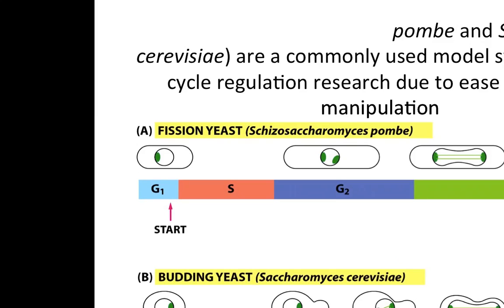Schizosaccharomyces pombe and Saccharomyces cerevisiae. These are commonly used model systems for cell cycle regulation because they're very easily genetically manipulated, and you can visualize them easily. You can tell what's going on. So here's fission yeast, and they split through fission, and budding yeast, they form these buds. You can see if there's a mutation. You can create these mutants, and you can see where they stop in the cell cycle, and what proteins are involved.